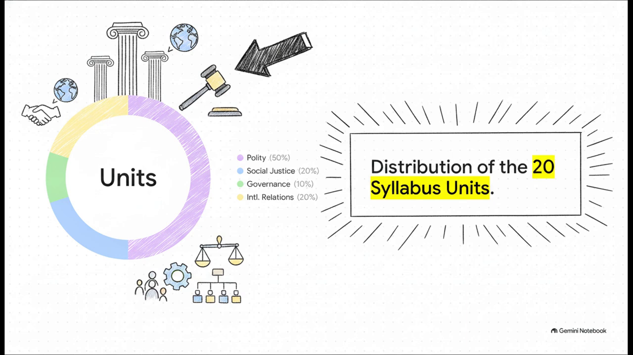Check out how those 20 syllabus units actually break down. Polity absolutely dominates. It takes up exactly half the paper with 10 units. Meanwhile, social justice takes 4, governance takes 2, and international relations rounds it out with the final 4. This gives you a really clear map of exactly where the bulk of your effort needs to go.